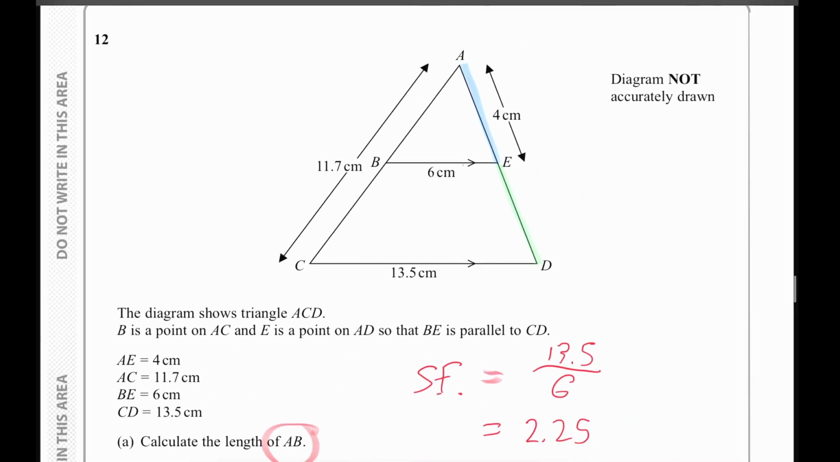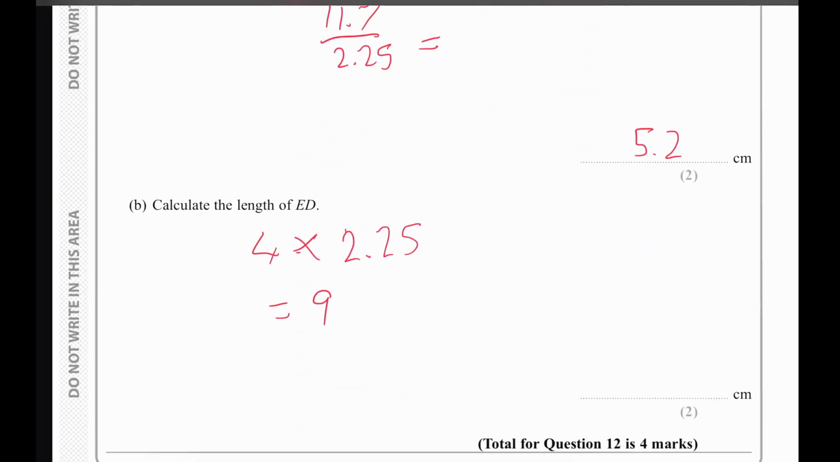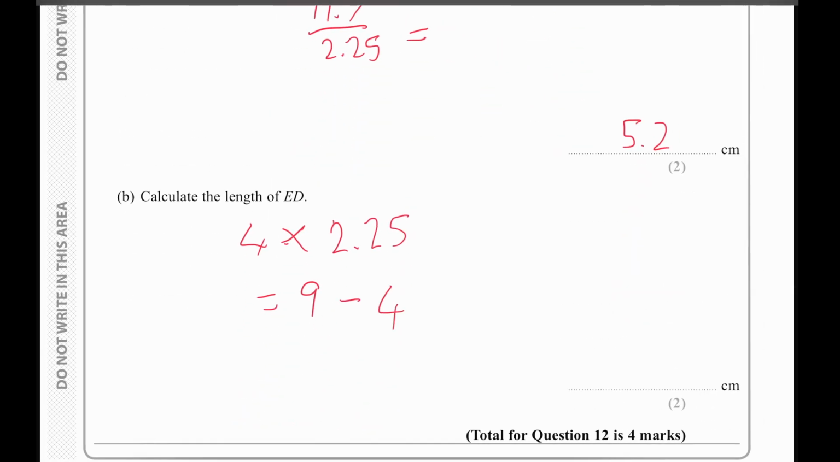But there is an extra step. You need to realize that what we've just calculated is the side length of the bigger triangle. So we have just calculated that length there, but they are asking us to find ED. So my final step is just to take the value that I just calculated and minus 4 away from it. If I take away 4, I get 5. So ED is 5 centimeters long.